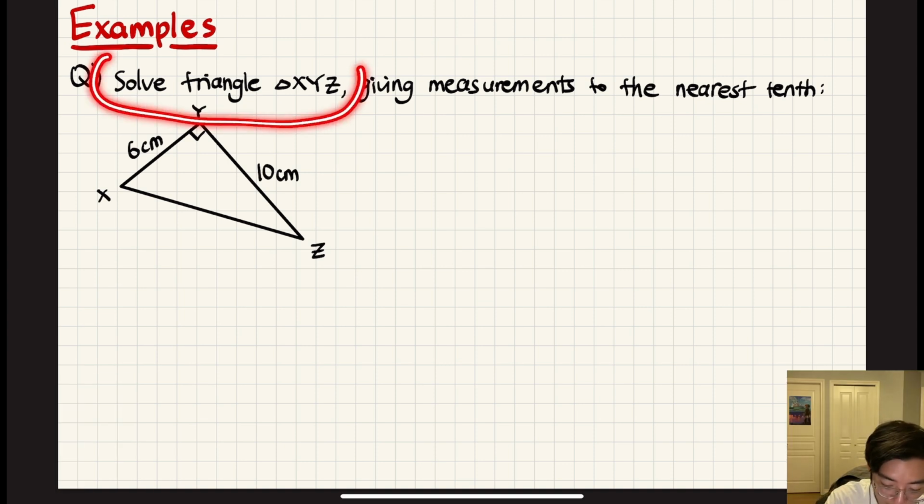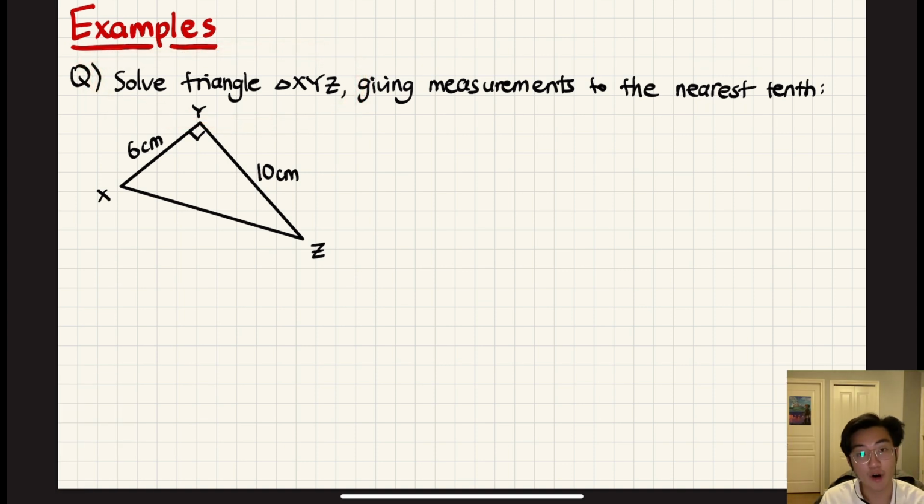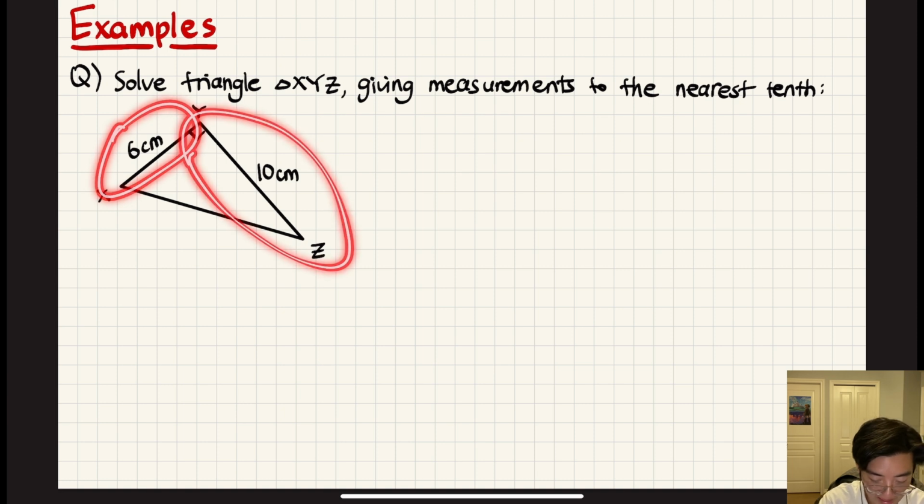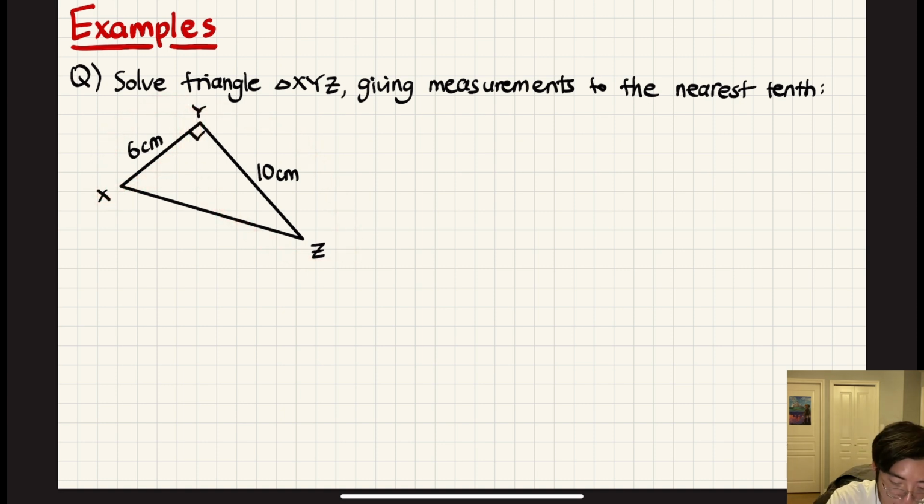We're trying to solve the triangle XYZ. All we're doing here is finding every single measurement of this triangle, so every single length and every single angle. We know that this angle here is 90 degrees as indicated by this square symbol. We know this side length and this side length given by the question. So all we are left with is to find this side length, the side XZ, and this angle and this angle.